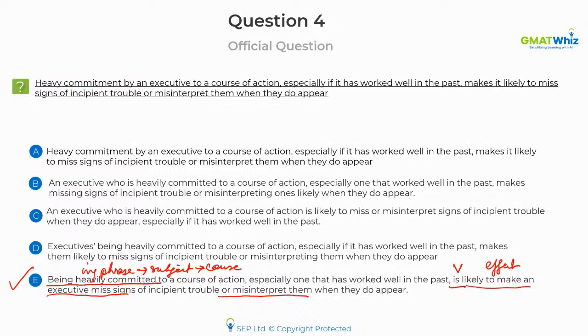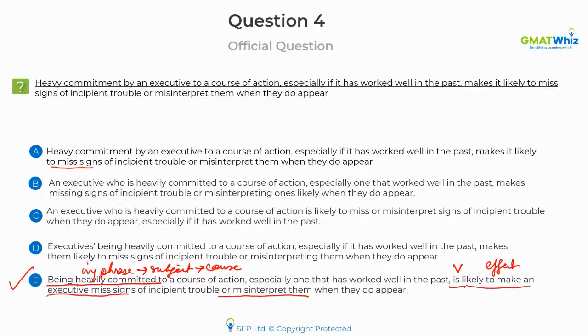The takeaway here is that the comma plus ing verbal can also act as a noun in a sentence. Almost all of you marked this as E except Lim. Lim, you marked that as A. A is incorrect because we don't know who is committed, who is likely to miss signs. That is incorrect, totally. The other choices are incorrect because of various reasons, and because we're short on time, I'm not discussing that.